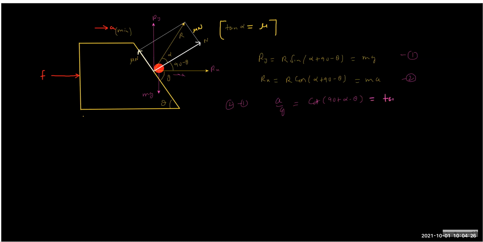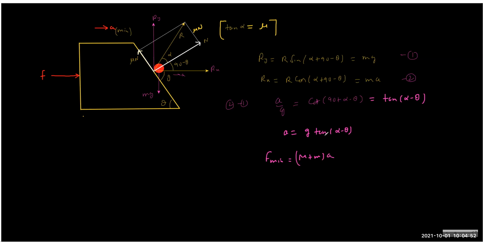Can we write this as tan alpha minus theta? Can we write it, yes or no? Yes. Come on. So I got the answer, g tan, and that's my answer. So F minimum is how much? I got the answer in one line. F minimum is (M plus m) into a. That's it. I got the answer.